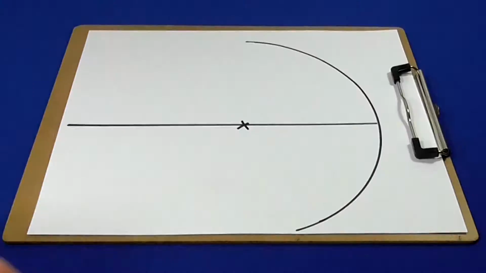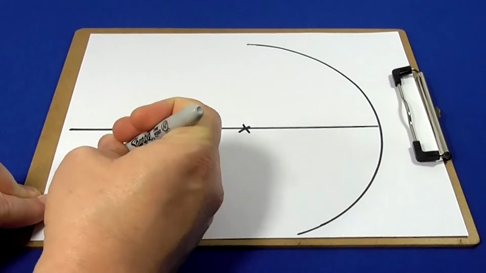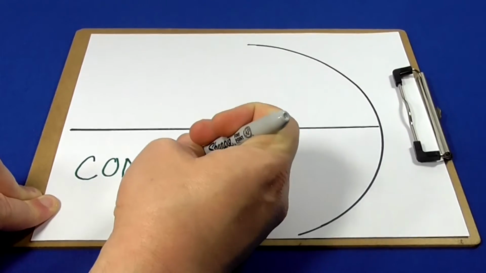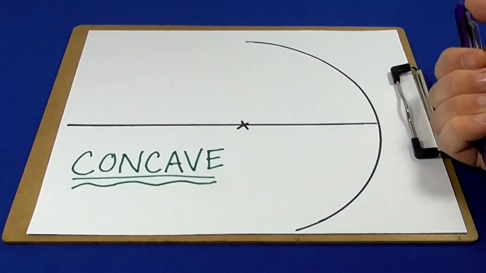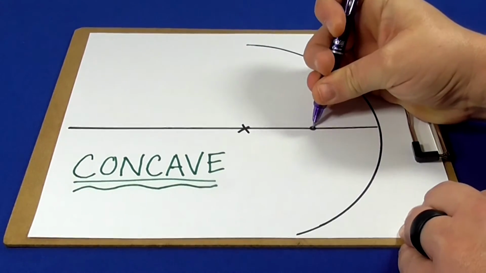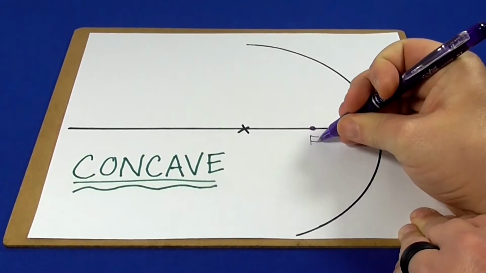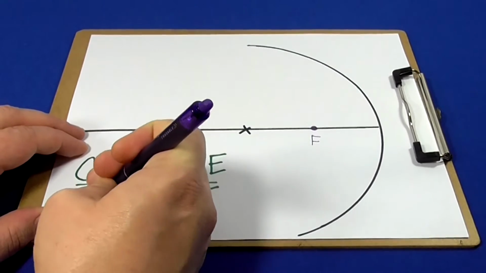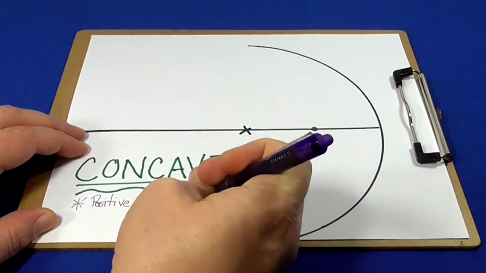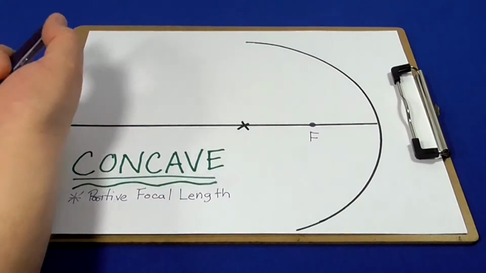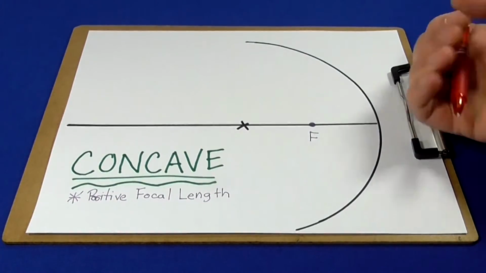This is a concave mirror. The reflective side is on the inside of the curve. The focal point of the concave mirror is located halfway between the center of curvature and the mirror. Because of this, concave mirrors have positive focal lengths.